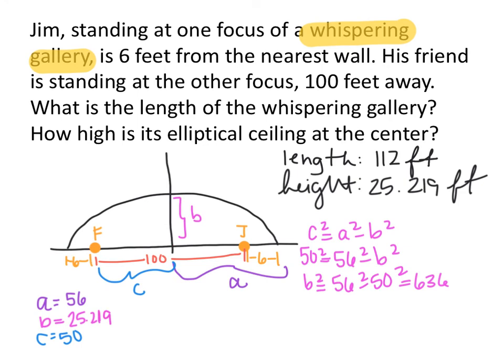So the distance from the center to the wall, or half the length of the major axis A, is 56 feet. The distance from the center to a focus is 50 feet, or C. So C squared equals A squared minus B squared. You end up with B squared is 636, or B, the height of the ceiling, is 25.219 feet. So when you have one of these word problems, set it up just like you would on a coordinate axis and start filling in the pieces that you know. All the same ratios and relationships apply.